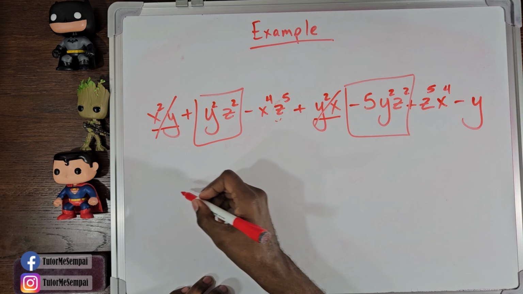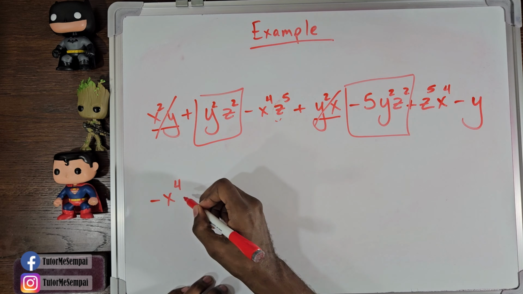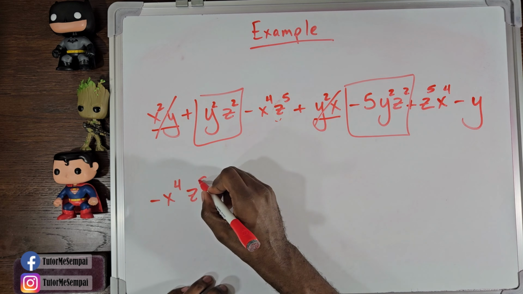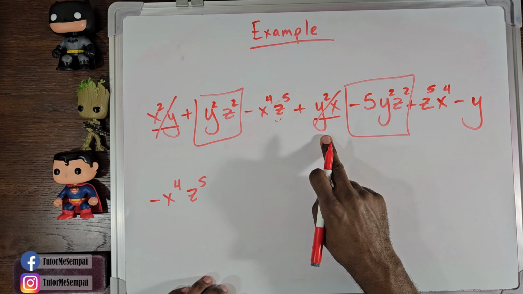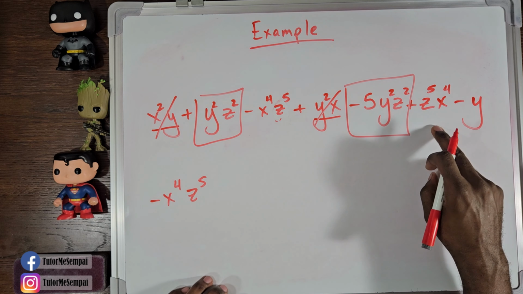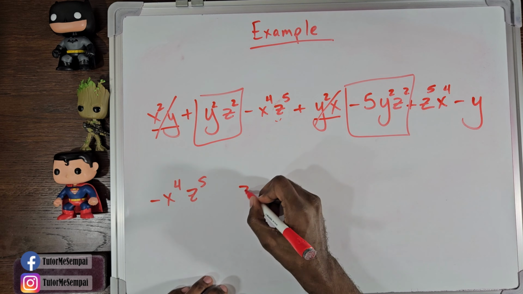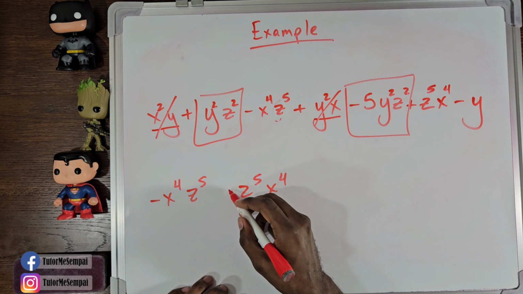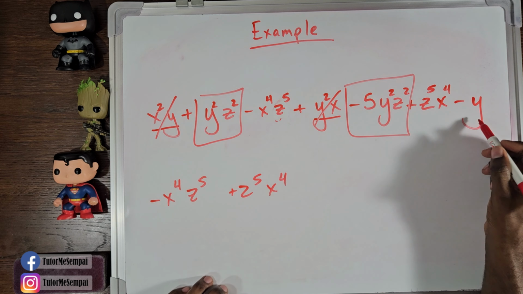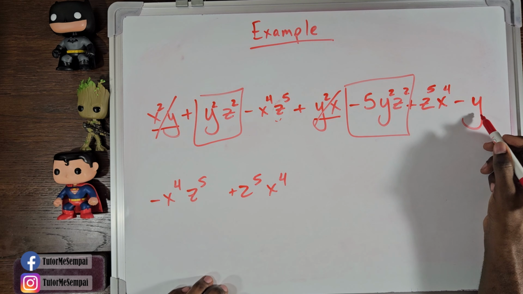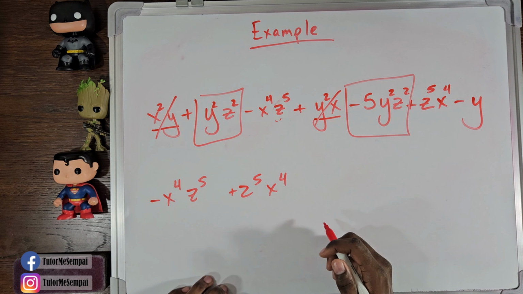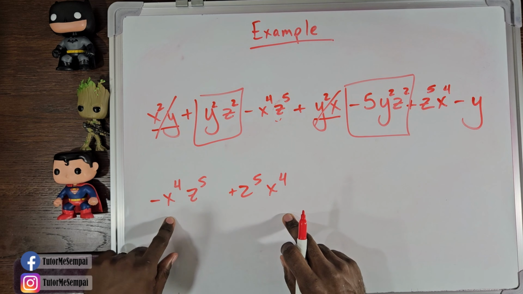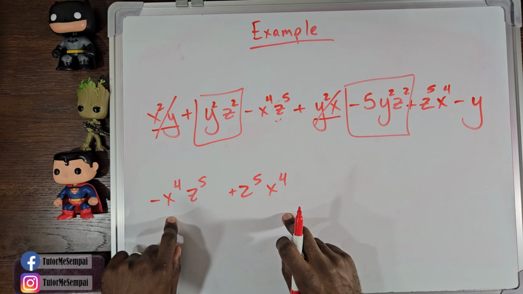Let's move on. We have negative x to the fourth, z to the fifth. We've already looked at that. We've already looked at that. Let's look at this one. We have z to the fifth, x to the fourth. It's positive, right? And that one doesn't have any x or z, so we're going to ignore it. Are these considered like terms? Well, let's look at it.